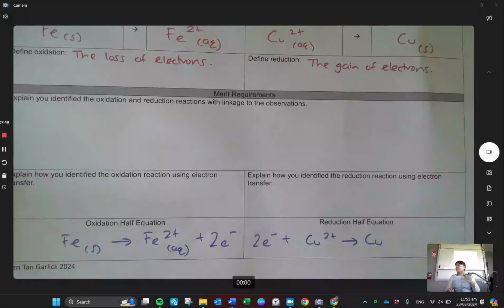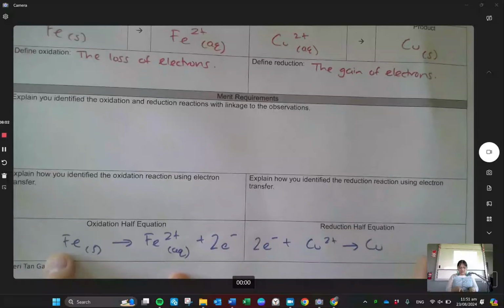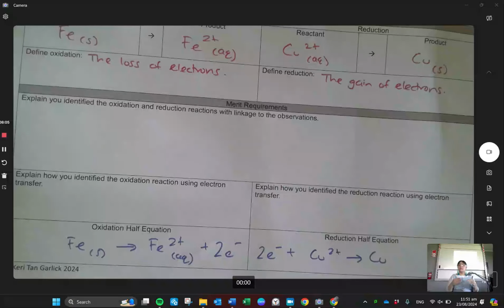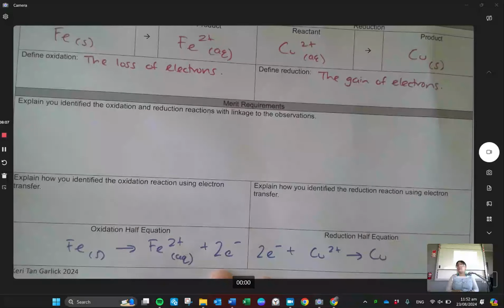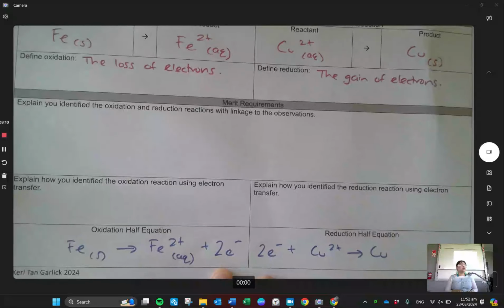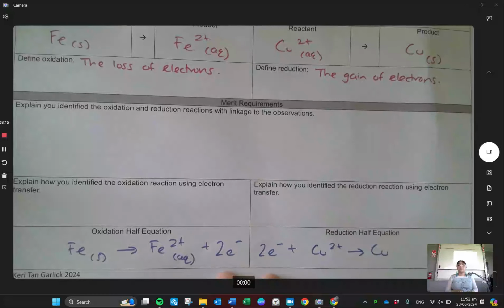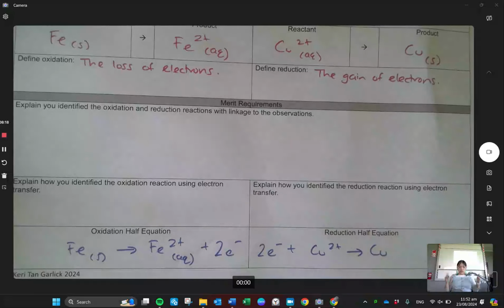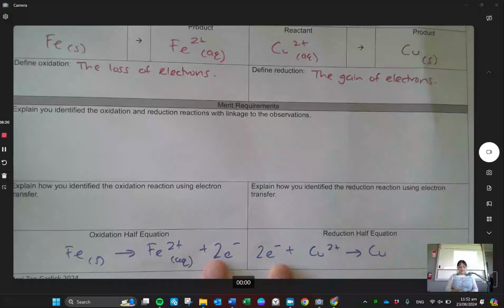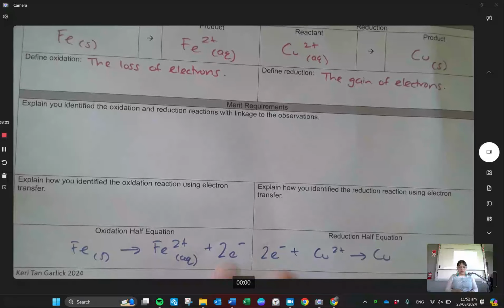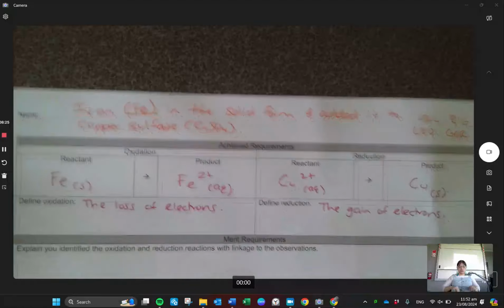Are we okay with that? All right. For the excellence, you need to put these 2 equations together into a full equation. The way you have to add them together is you need to check the electron number, and the electron number needs to match. If they do not match, you need to do some multiplication so that they are the same number. In this case, these 2 are the same number, so you can go ahead and put them together. And when you do that, since the electrons are on opposite sides, they're going to cancel out. So let me show you what that looks like.